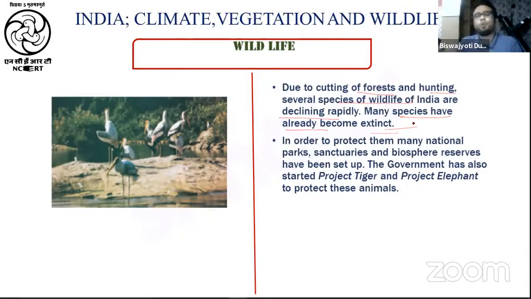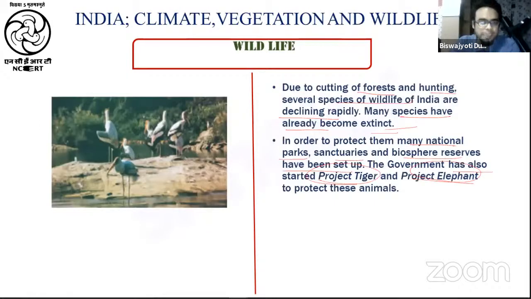So in order to protect these animals which are currently threatened by deforestation as well as hunting, the government of India has created national parks, wildlife sanctuaries, and tiger reserves, right? Many national parks, sanctuaries, and biosphere reserves have been set up. And the government has also started various projects, like Project Tiger, and then Project Elephant as well, right?